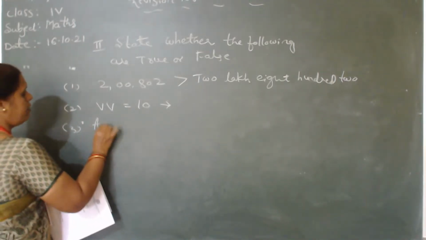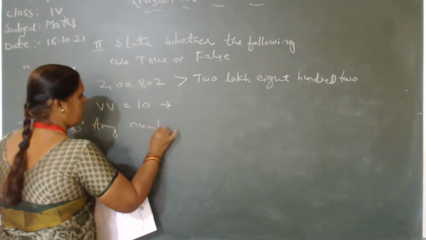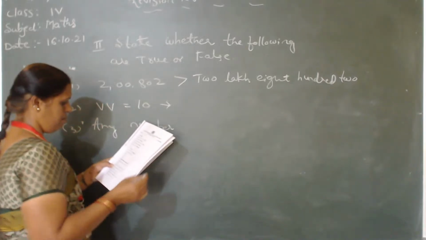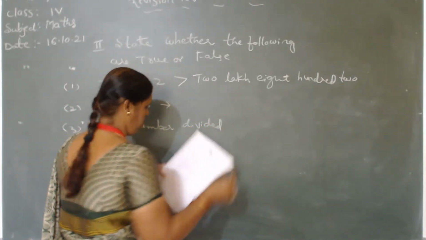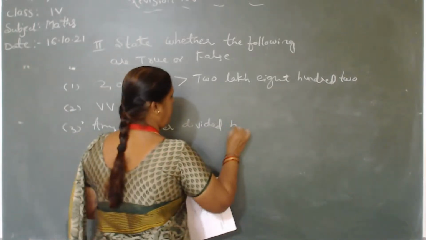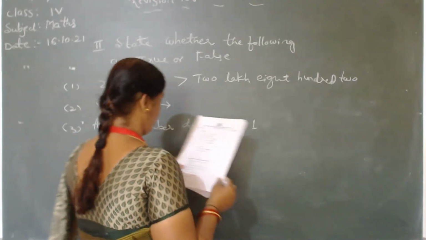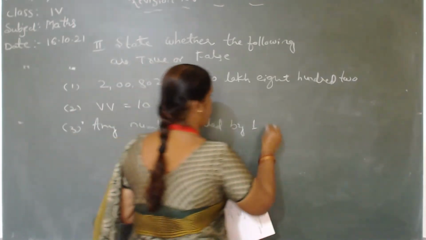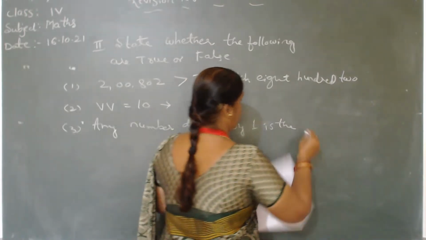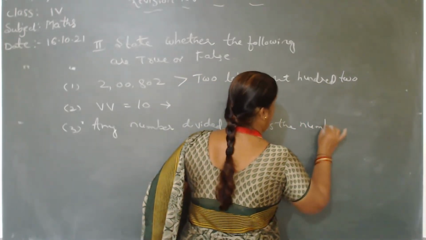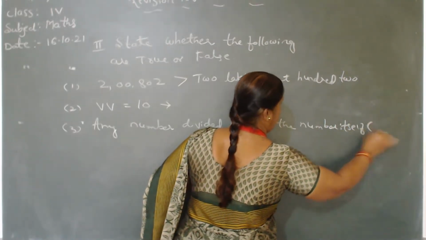Any number divided by 1 is the number itself.